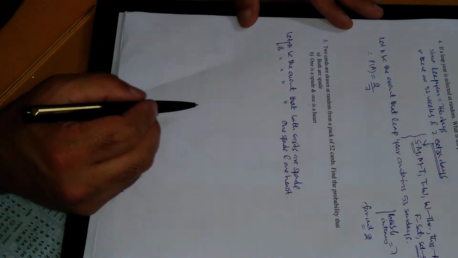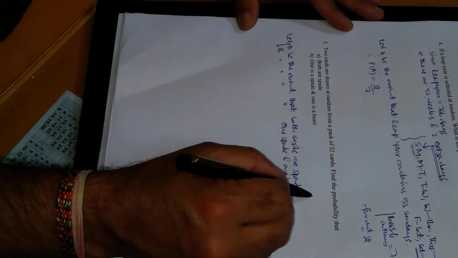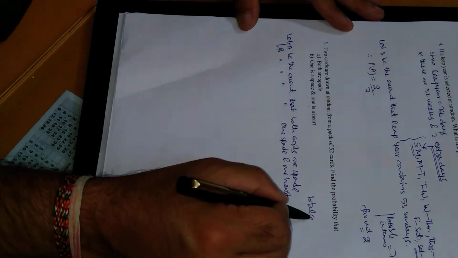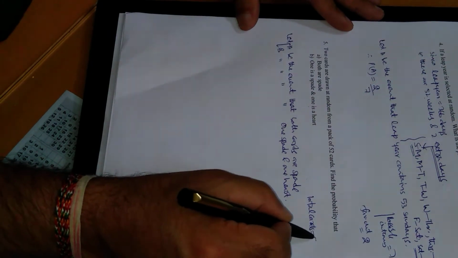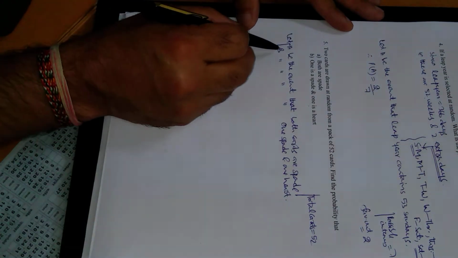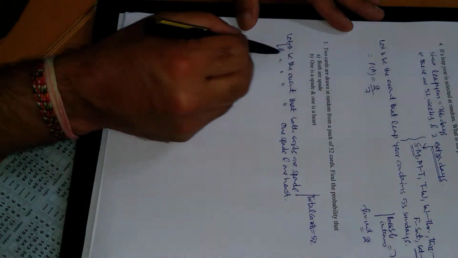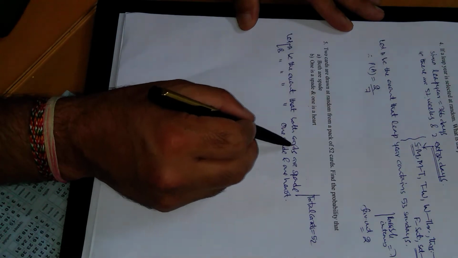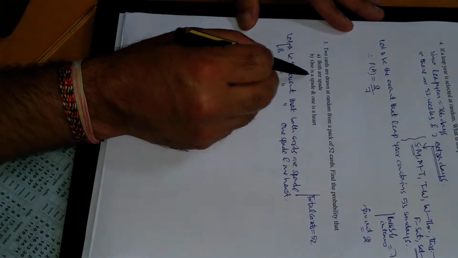Now come to the next question. 2 cards are drawn at random from a pack of 52 cards. Find the probability that, number 1, both are spades, number 2, one is a spade and one is a heart. So total cards are 52. These are the maximum possible outcomes. Let us put both of these in event form. Let A be the event that both cards drawn are spades, and B be the event that one is a spade and one is a heart.